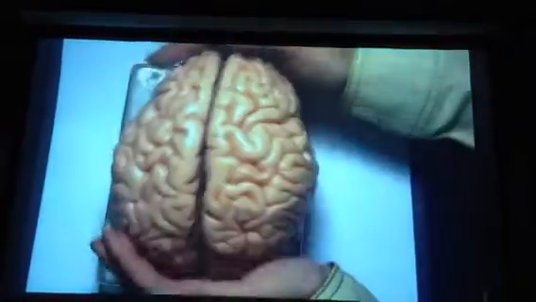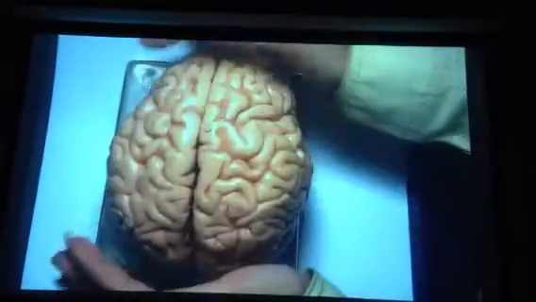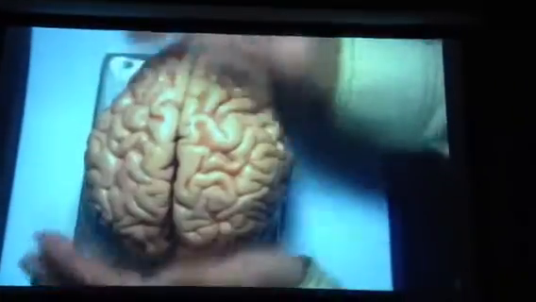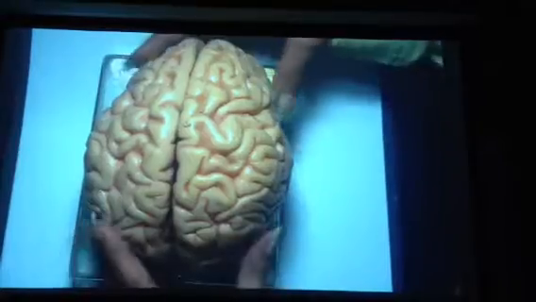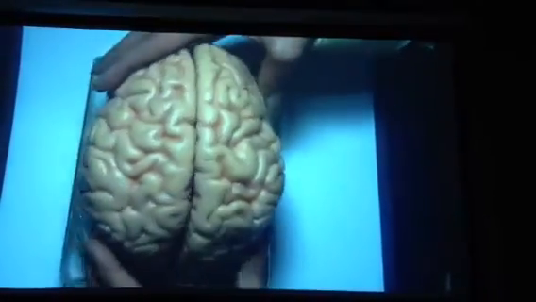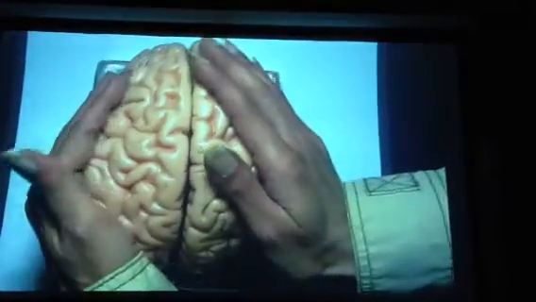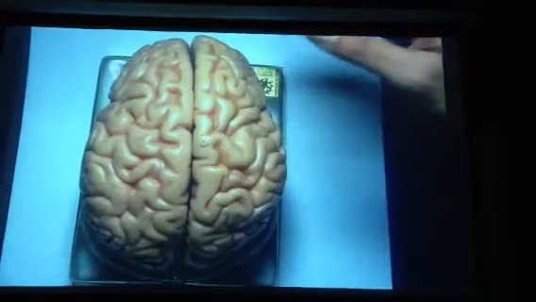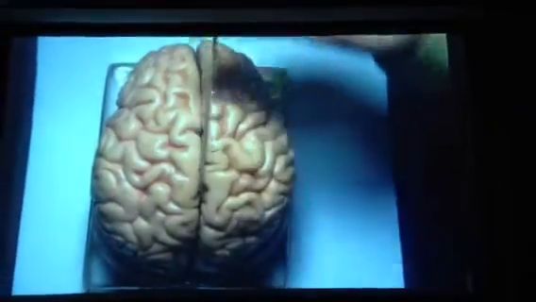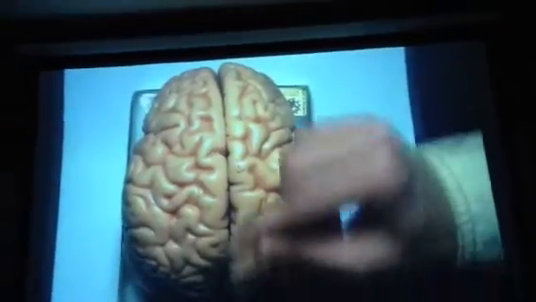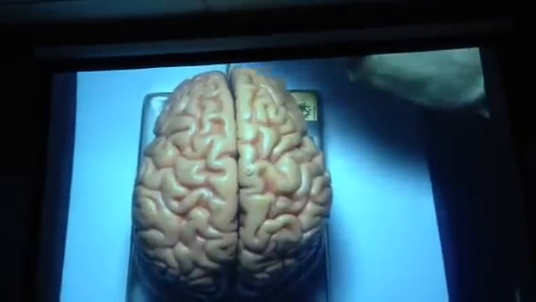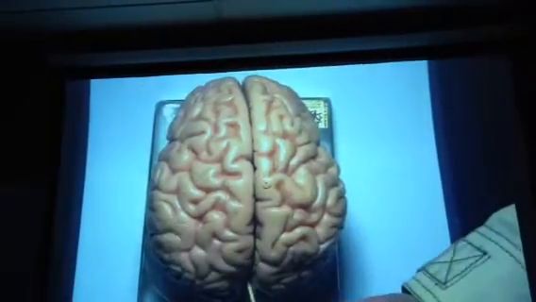Temporal lobe. Now the whole thing is known as the cerebrum. Okay? The two hemispheres of the cerebrum are separated by a band known as the longitudinal fissure. So this band right down the middle is known as the longitudinal fissure.